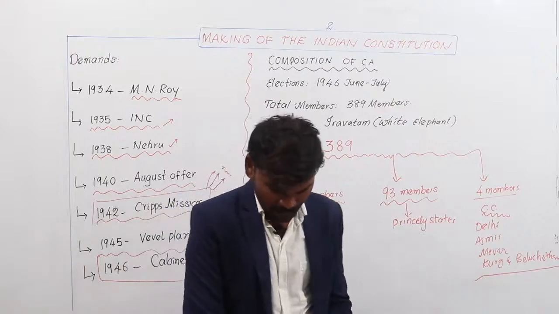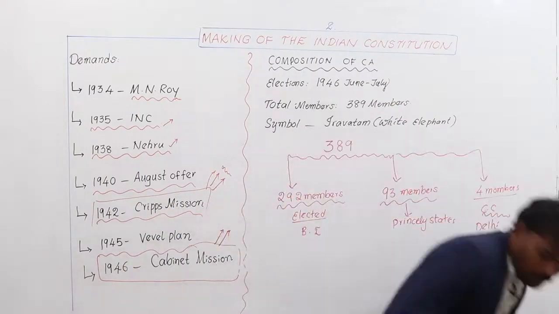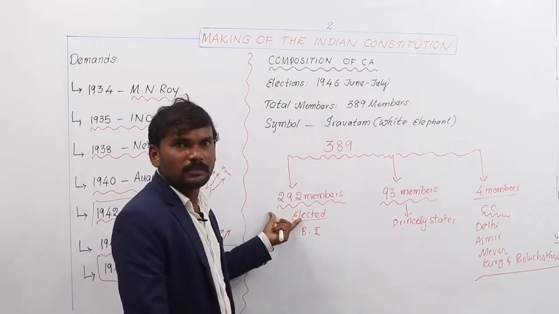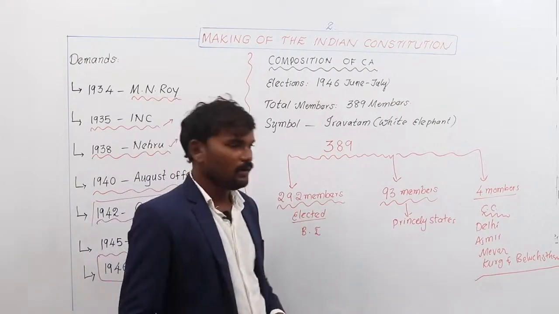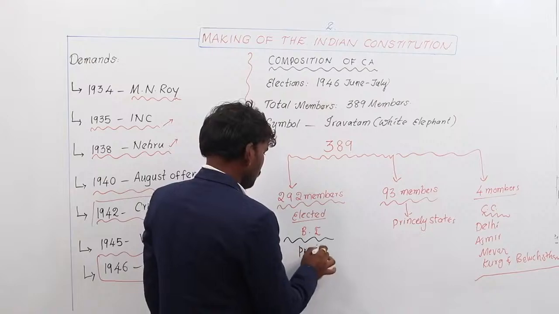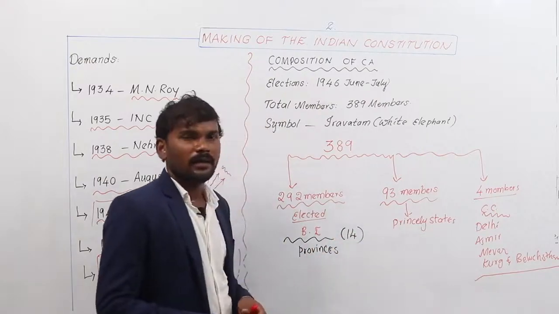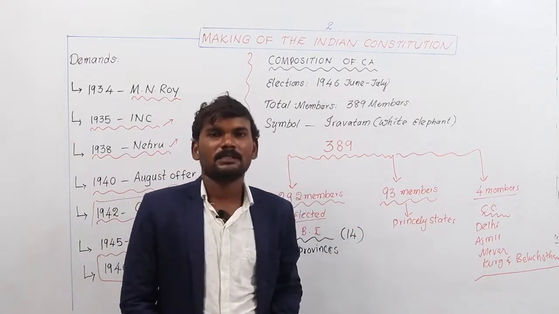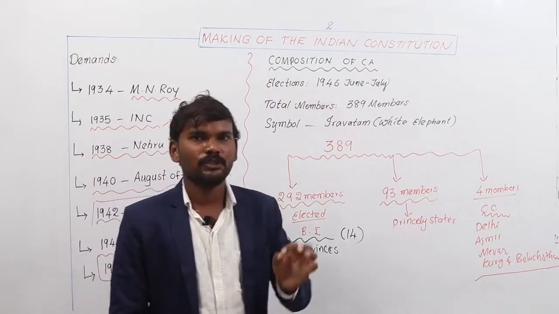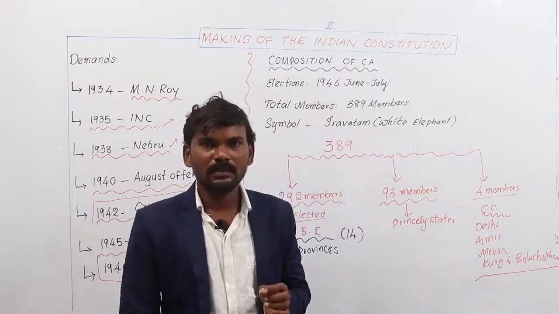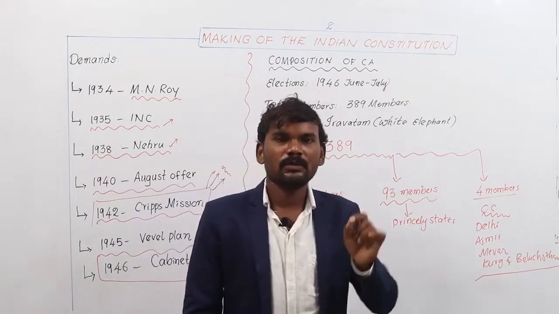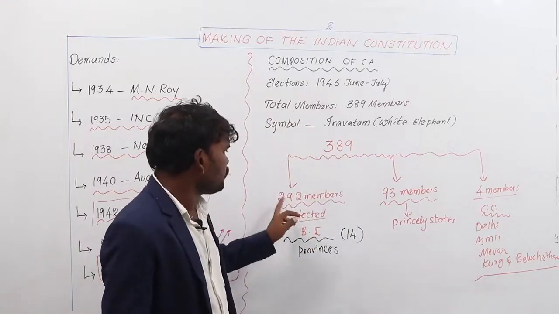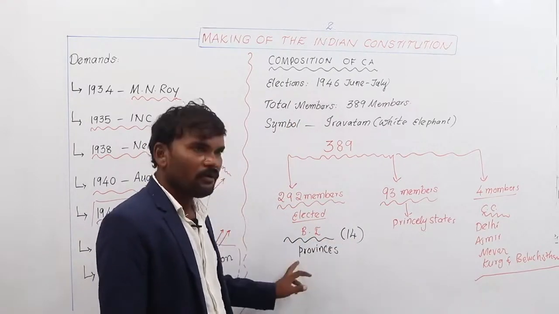The elections to the Indian Constituent Assembly were held in June and July 1946. It consisted of 389 members. Of these, 292 members were elected from British India, meaning the provinces. There were 14 provinces in 1946, and 292 members were elected from them. Each member represents 10 lakh population of the presidency. This is very important: for every 10 lakh population, a member represents that population. So 292 members were elected from 14 provinces.